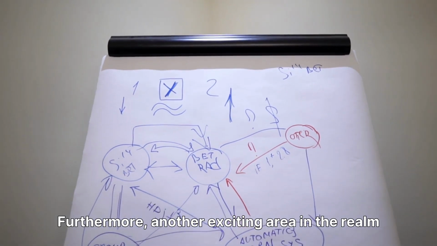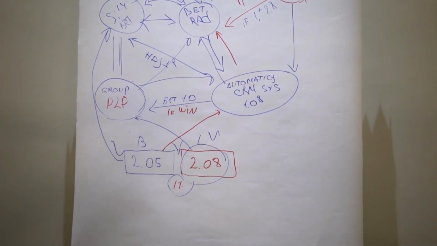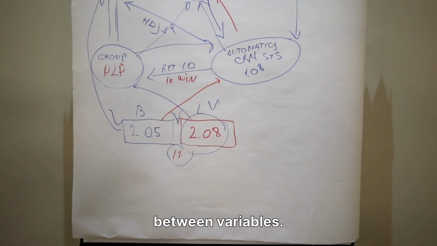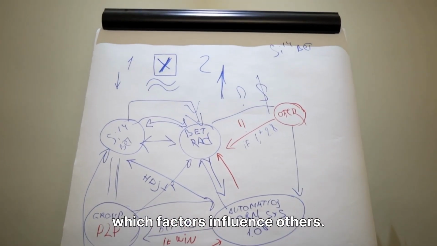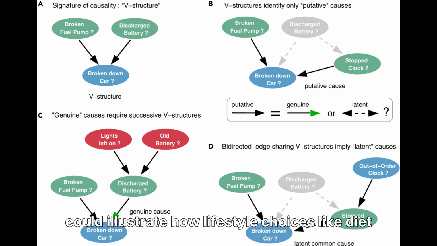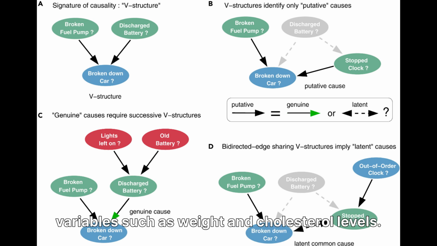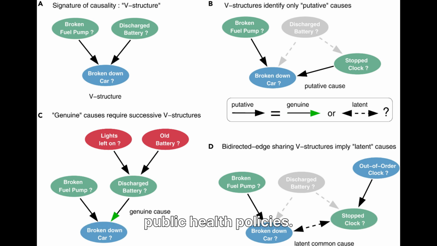Furthermore, another exciting area in the realm of causality is the use of causal graphs. These are visual representations of causal relationships between variables. They can simplify complex systems by showing which factors influence others. For example, in healthcare, a causal graph could illustrate how lifestyle choices like diet and exercise impact health outcomes, mediated by variables such as weight and cholesterol levels. This clarity can guide better decision-making in public health policies.